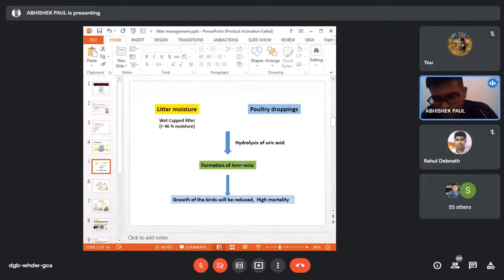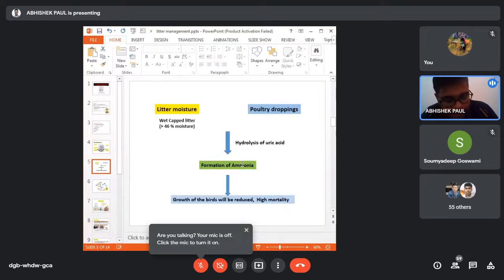Now can you explain why the management of this litter material is very, very important, and how you will manage the litter material so that it will not get wet very easily? How will you manage?